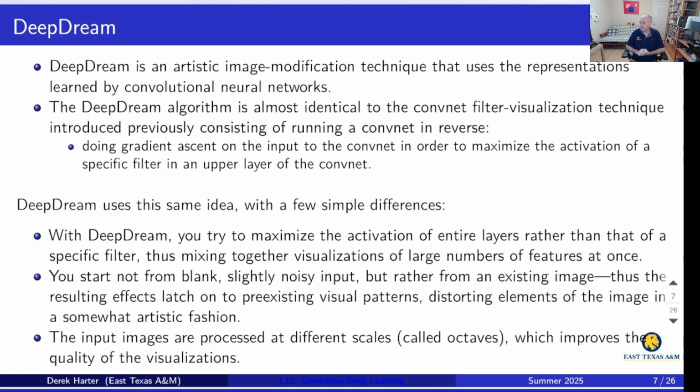By selecting different convolutional layers, the input images are going to be processed at different scales. We'll call those octaves here, which improves the quality of the visualization. With that, let's go ahead and do a quick example of how DeepDream works in practice.